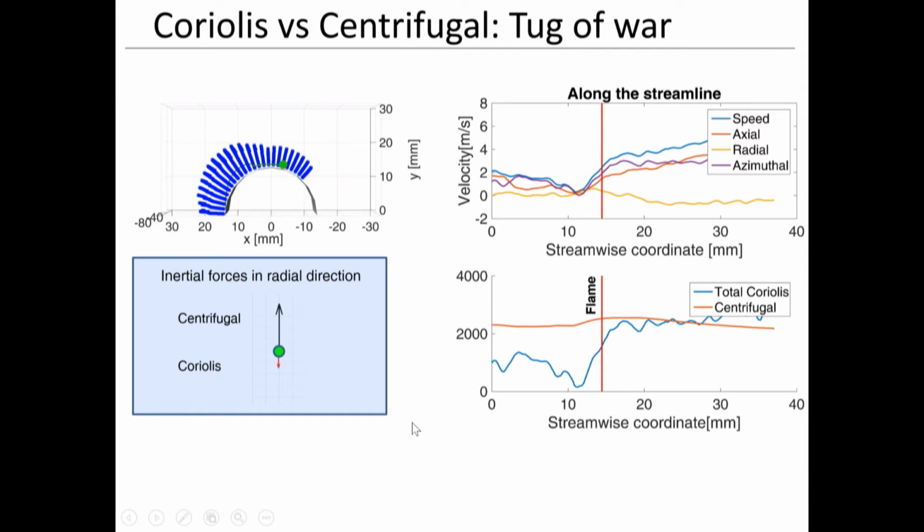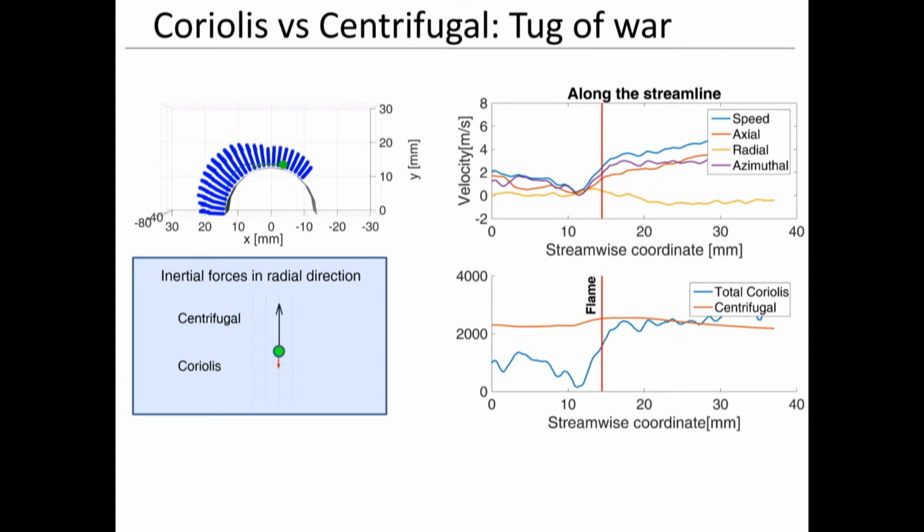So just to show you that, this is what the speed looks like along this particle path, which is also a streamline. And so the speed is fairly constant, until the particle approaches the flame, and the speed decreases. We saw that it slowed down, and then it sped up as it passes the flame. Of course, it's speeding up because of the massive flow expansion.